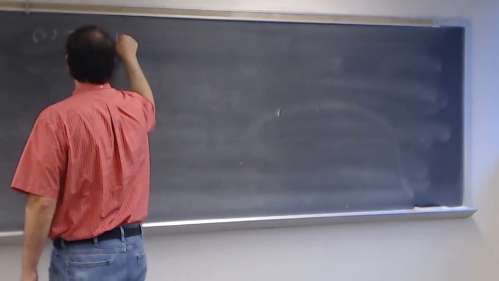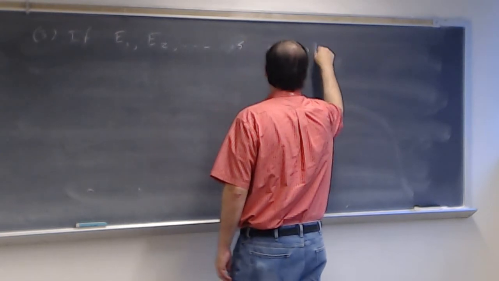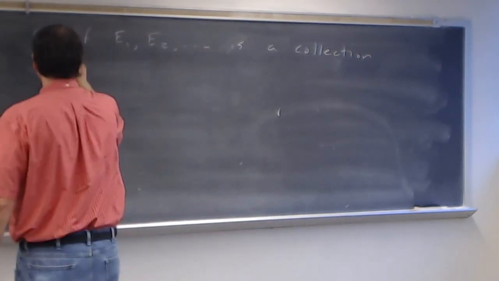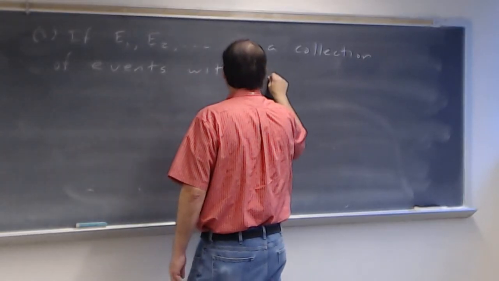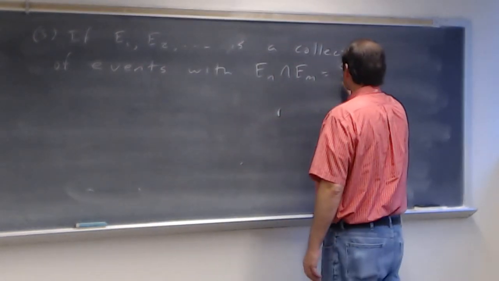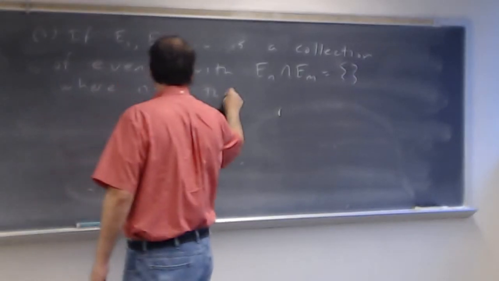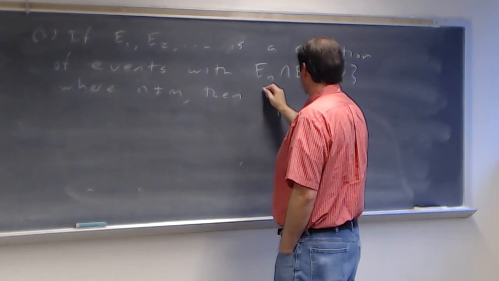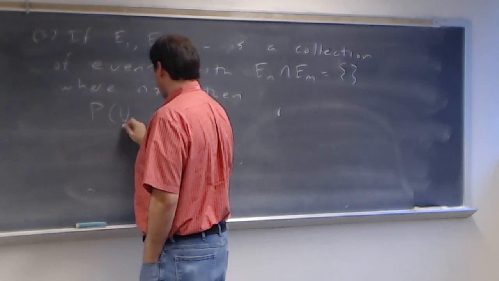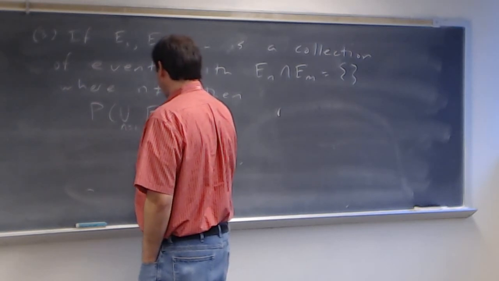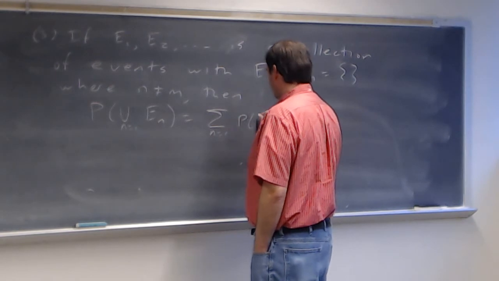Three, if E1, E2, and so on is a collection of events with En intersect Em being equal to the empty set, where n is different than m, then the probability of the union, as n runs from 1 to wherever it runs, of En is equal to the sum, as n runs from 1 to whatever, of the probabilities of these events.